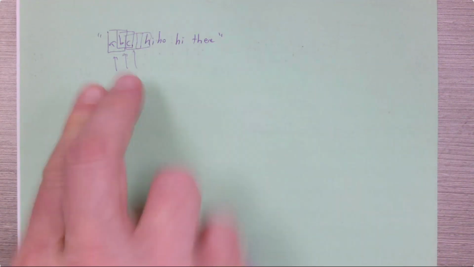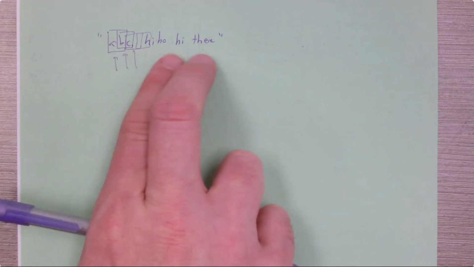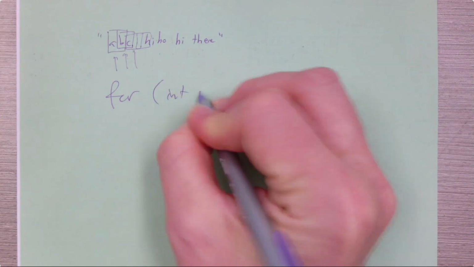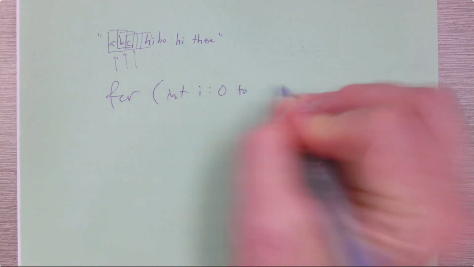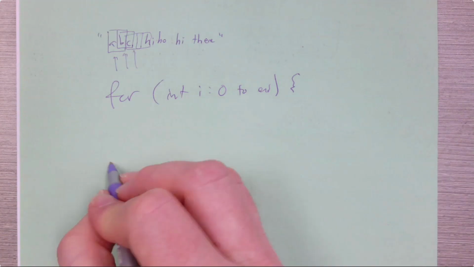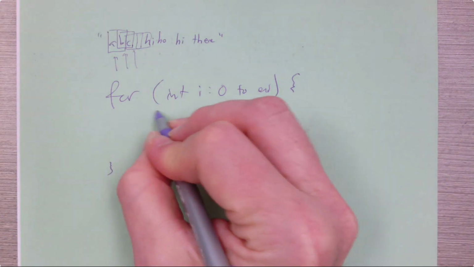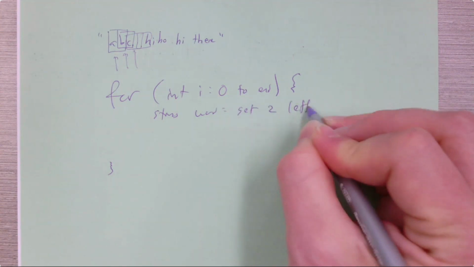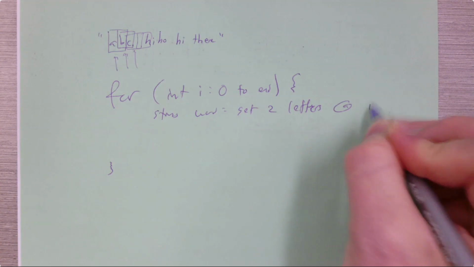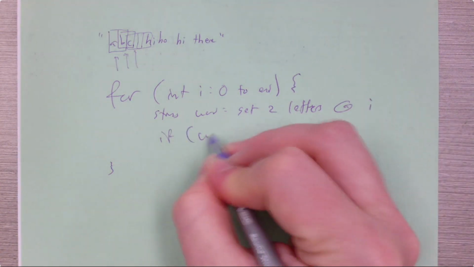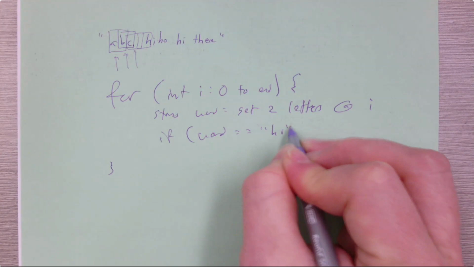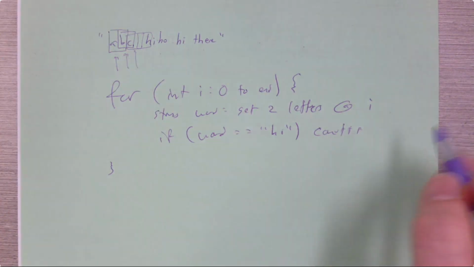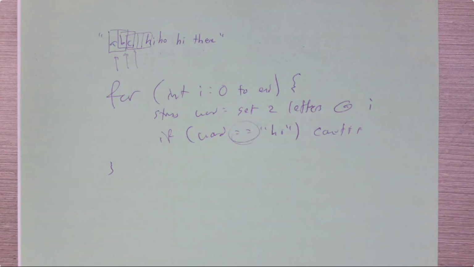So it's like I want to loop through all the pairs starting at the beginning and check each one to see if it's hi. So for int i goes from 0 to the end of the list. This is pseudocode, not actual Java. I'll have a string called word that equals get 2 letters starting at index i, and then I'll say if the word is equal to hi, then I'll increment a counter. That's the kind of solution strategy idea. And again, pseudocode, you wouldn't actually want to use the double equals.